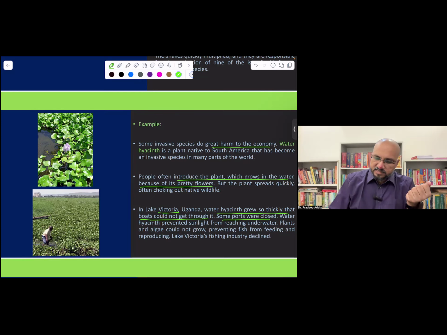So water hyacinth prevented sunlight from reaching under the water. So plants and algae, which depended upon penetrated sunlight, could not grow. And oxygen, as a byproduct of photosynthesis, could not enter into the water. So water oxygen levels declined, killing the aquatic life. So the fishing industry was impacted greatly.